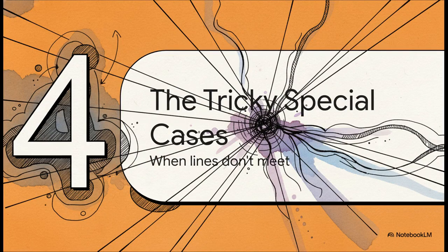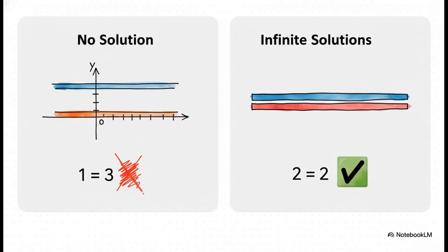Now, it's not always going to be so clean and simple. Sometimes, when you're looking for that single intersection point, the math gives you a really weird result. Let's take a look at what that means. So you might run into two strange situations. On the left, you've got no solution. Graphically, this just means your lines are parallel. They have the same slope, so they run side by side forever and ever, but never, ever cross.